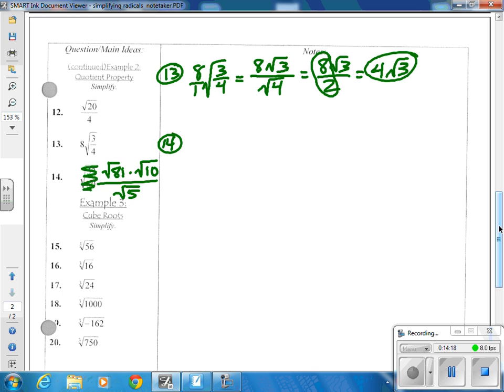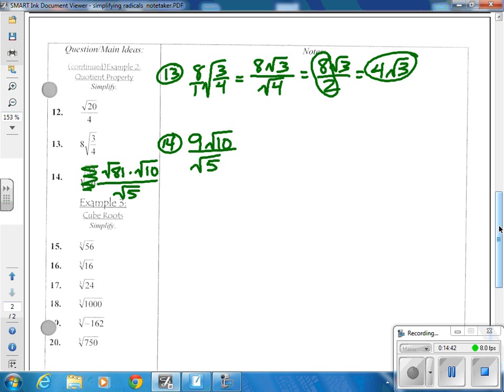So the first thing we want to look at is, do you already have perfect squares? You don't want to put 81 and 10 together to make 810 if one of them is already a perfect square. The square root of 81 is going to make 9. So right now I have 9 radical 10 over radical 5. And there's nothing that goes into 10 and 5 in terms of breaking it down, but I'm not allowed to have a radical in the denominator. So something else has to happen to this problem.